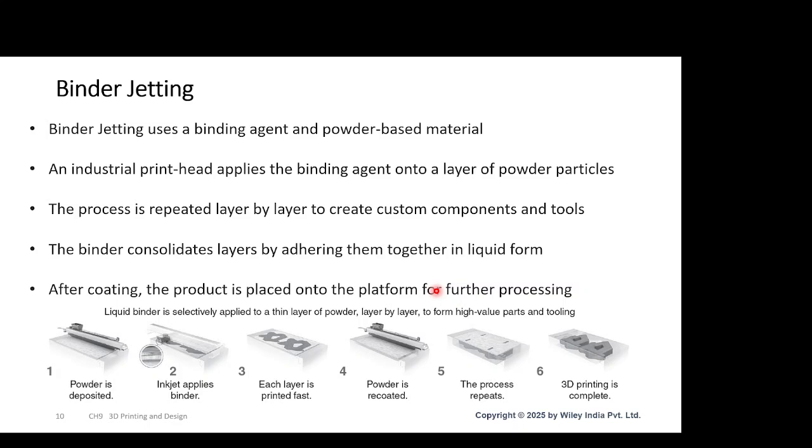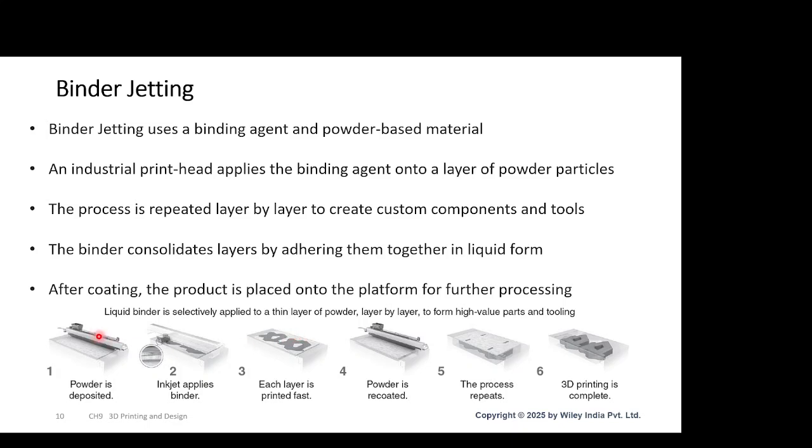Next, we have binder jetting. For example, on t-shirts, you've seen some raised graphics, right? For that you can use binder jetting. Binder jetting uses a binding agent and powder-based material. So you can see the steps here. It applies the binding agent onto a layer of powder particles.